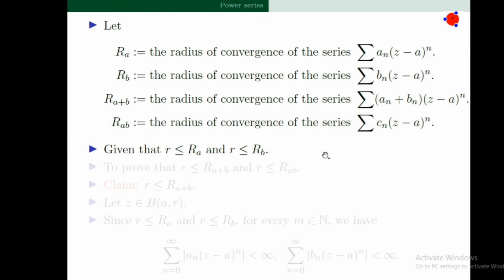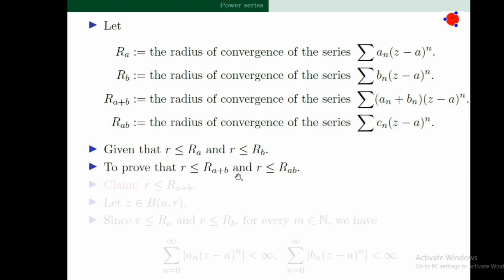Then it is given that the radius of convergence of the first power series and the radius of convergence of the second power series, that is Ra and Rb, are greater than or equal to r. That is given in the statement of the theorem. Ra and Rb are greater than or equal to r.